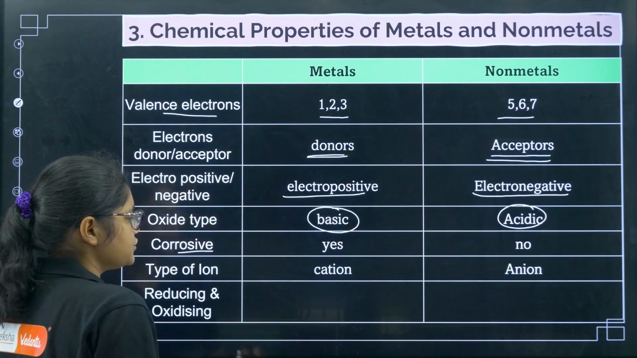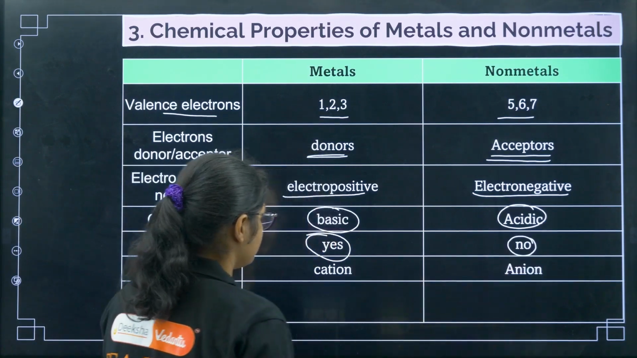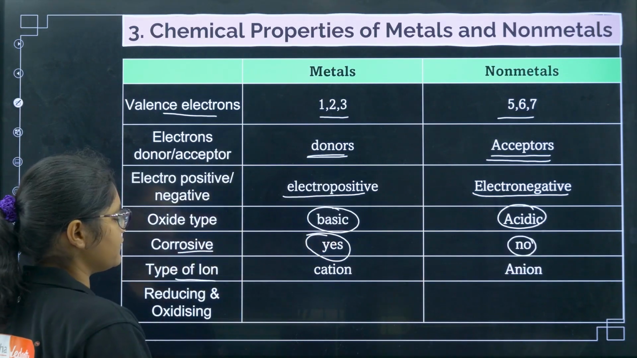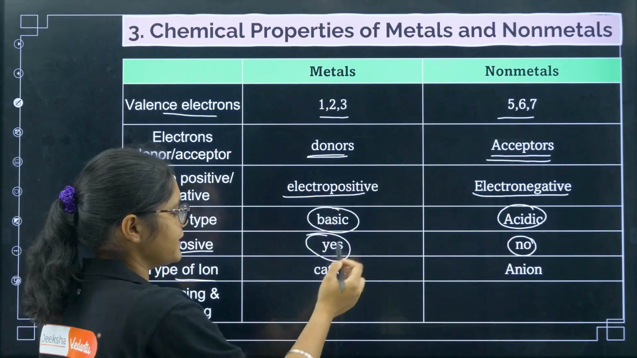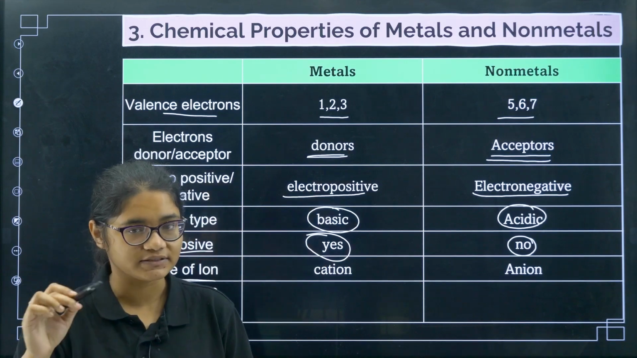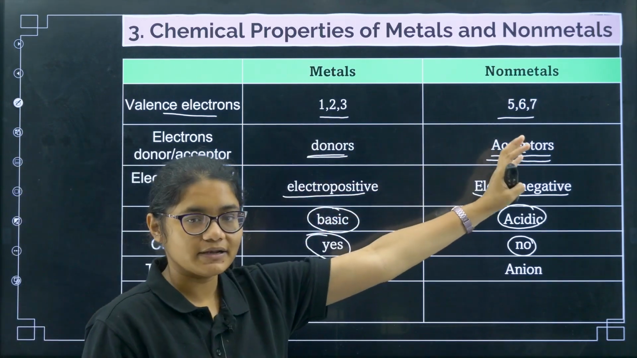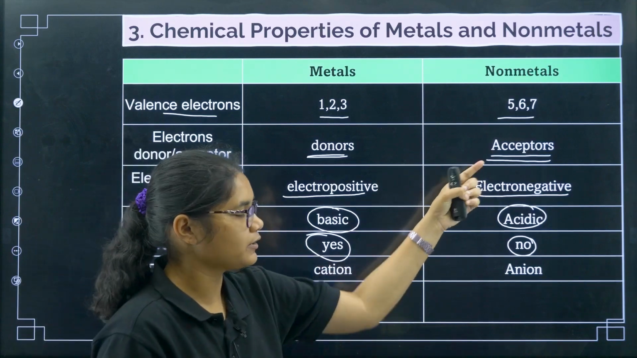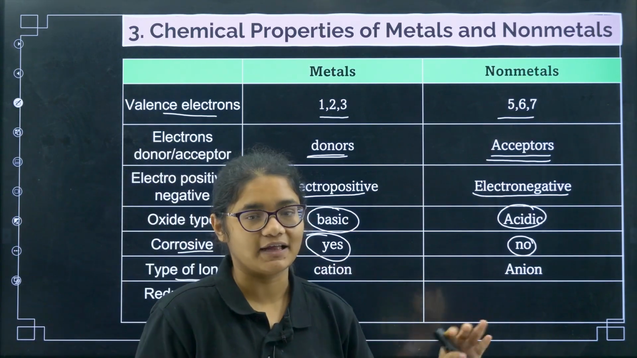Now talking about corrosion: yes, metals undergo corrosion because they react with oxygen. Non-metals have no corrosion. Next, type of ion formed. When metals form ions, they are donating electrons, right? If they donate electrons, they get a positive charge, so metals form cations. Non-metals are electron acceptors, so if they accept electrons, they get a negative charge, so they behave as anions.